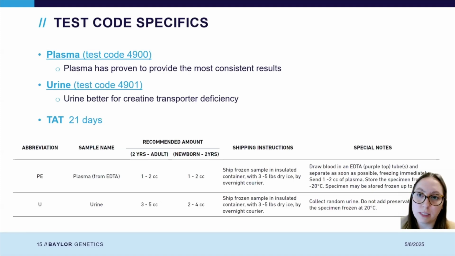For specimen collection, we accept two sample types. Our preferred specimen is plasma, submitted under test code 4900, which provides the most consistent and high-fidelity measurements across our metabolite panel. In certain clinical scenarios, such as when evaluating for lysinuric protein intolerance, we offer urine testing under test code 4901, as it can yield diagnostic insights that plasma alone may not capture. Once the sample arrives in our laboratory, you can expect a turnaround time of approximately 21 days.